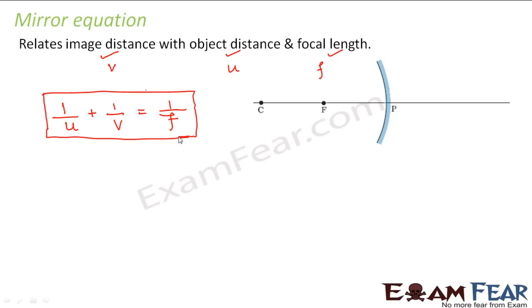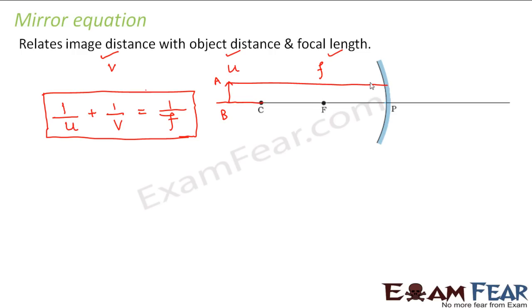Now let us try to prove this mirror equation mathematically. How did we get this mirror equation? Let us consider a concave mirror here, and let us consider any object at an arbitrary position. Let us suppose we have some object AB. Now let us try to plot the ray diagram and its image.